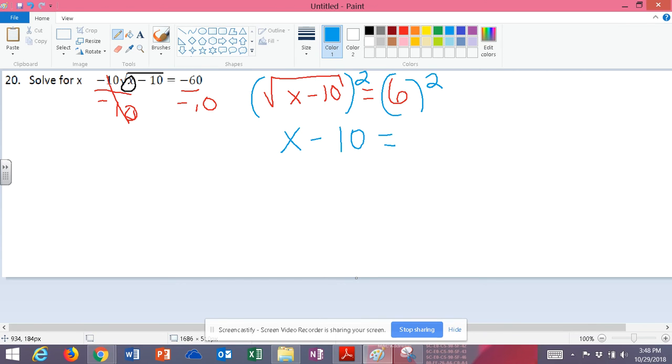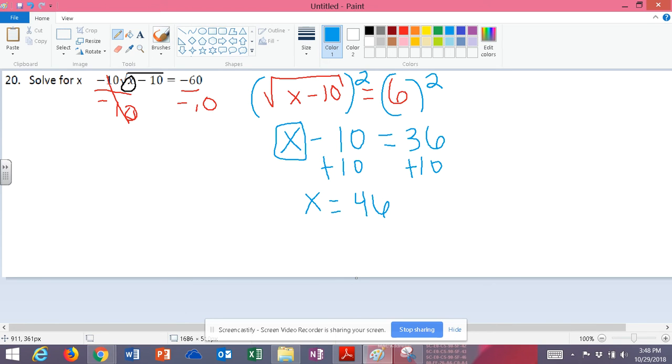Over here, there's nothing I'm canceling out. I actually have to simplify that. 6 to the power of 2 is 36. All right, and then to continue getting x by itself, I would add 10 to each side. So x would be equal to 46, I think.